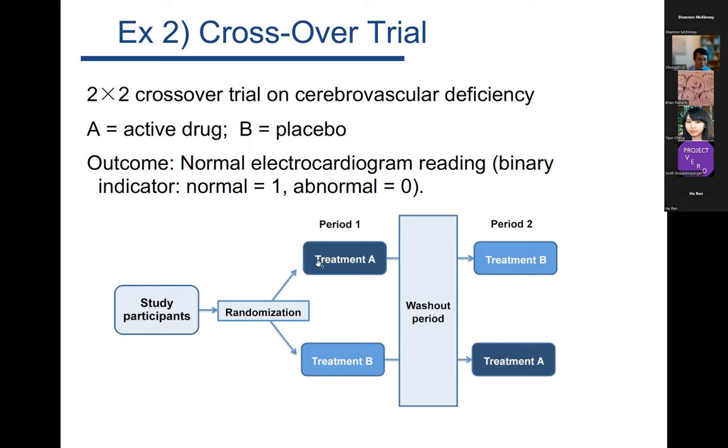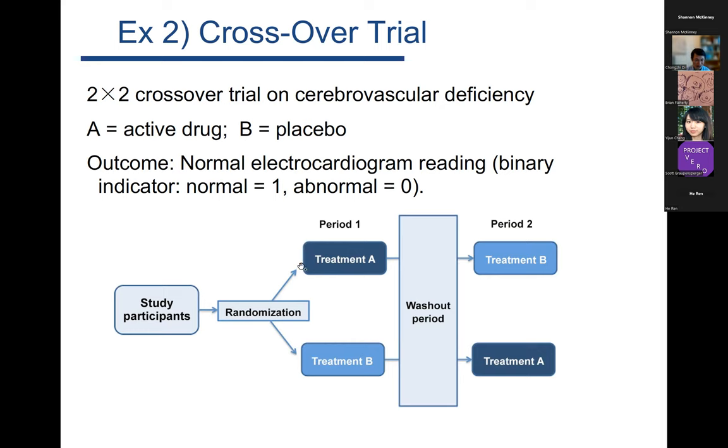I think for people who might not be familiar with a crossover trial, basically you recruit some study participants and randomize them into two groups. Everybody will receive both treatment options A and B. In this case, A is an active drug, B is a placebo. But they receive the treatments in different orders.